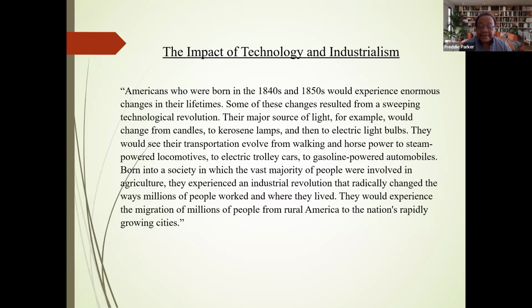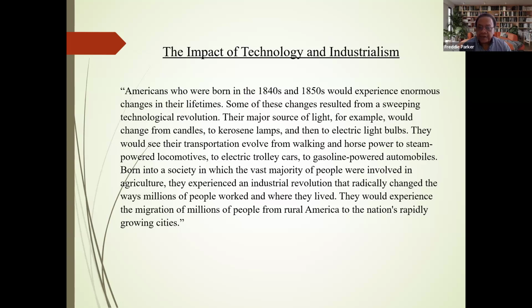Born into a society in which the vast majority of people were involved in agriculture, they experienced an industrial revolution that radically changed the way millions of people worked and where they lived. They would experience the migration of millions of people from rural America to the nation's rapidly growing cities.